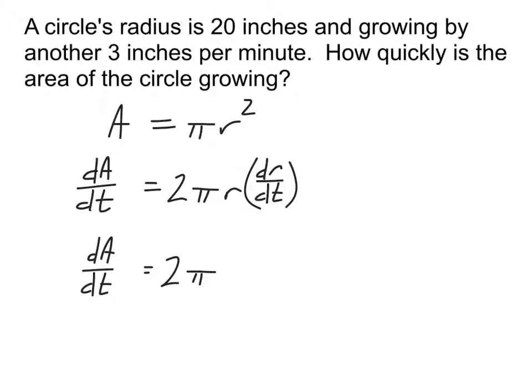Equals 2 pi, now times r. Do we know what r is? Yes, we know r is 20. So it's going to be times 20, and then times dr over dt.